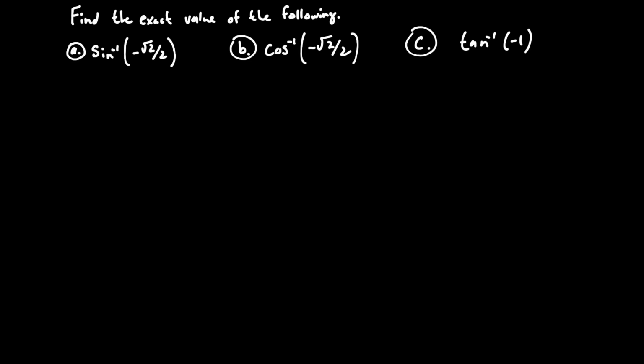Let's find the exact value of the following inverse trig functions. In part A, we're looking at sine inverse evaluated at negative square root of 2 divided by 2. By definition of our inverse trig functions, recall that the domain of inverse sine is negative 1 to 1, and the range of this function is negative pi divided by 2 to pi divided by 2.